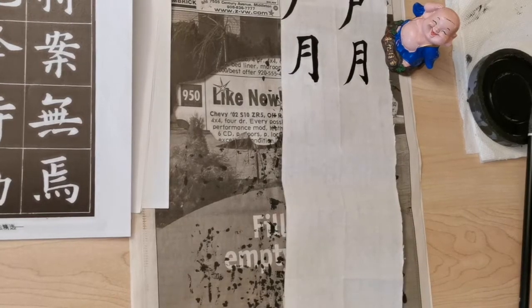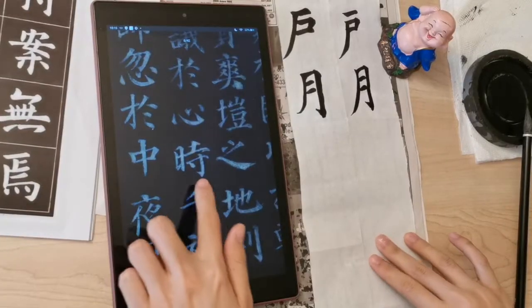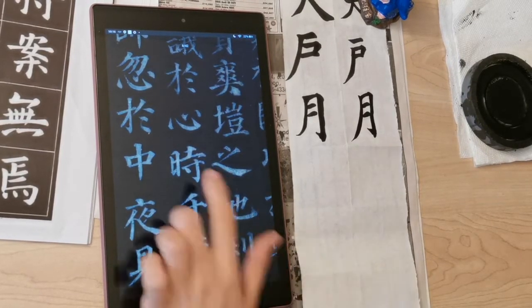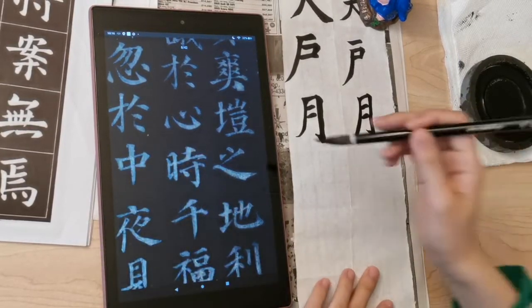Okay, I got another one, a more complicated one. This means time. Again, chubby.